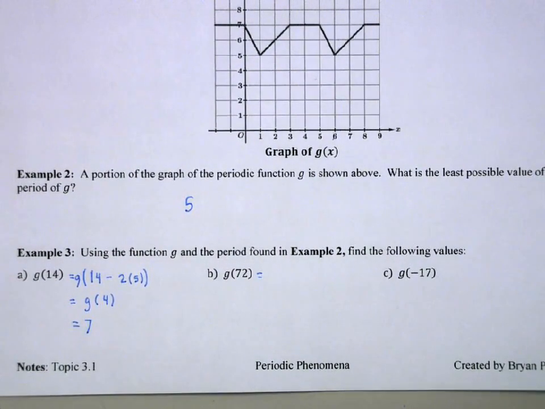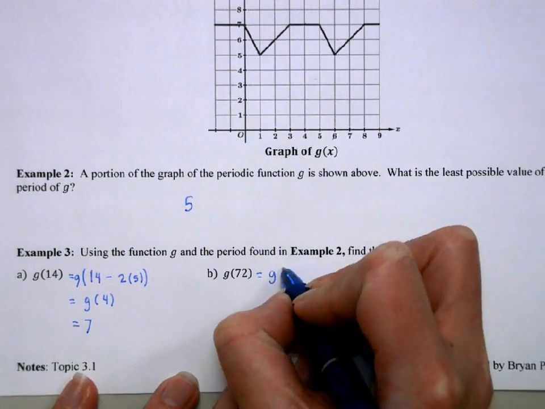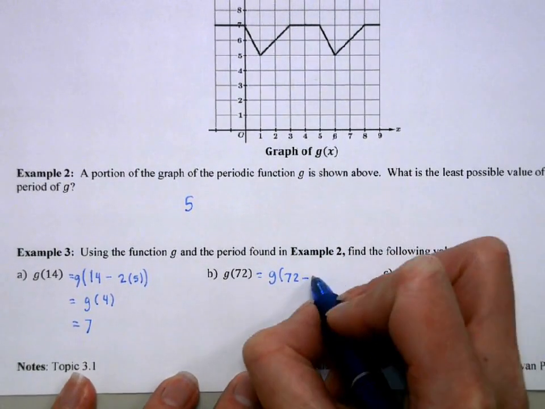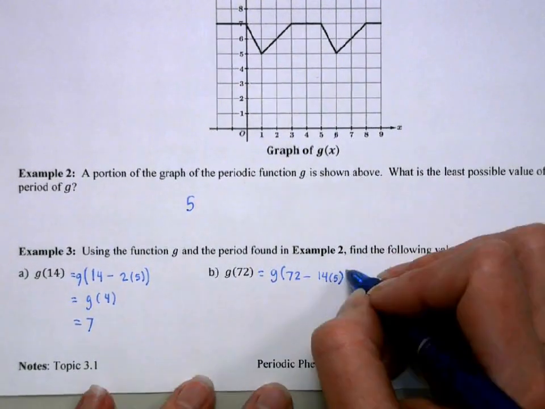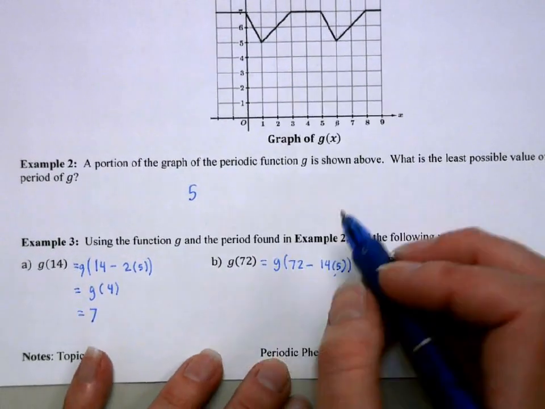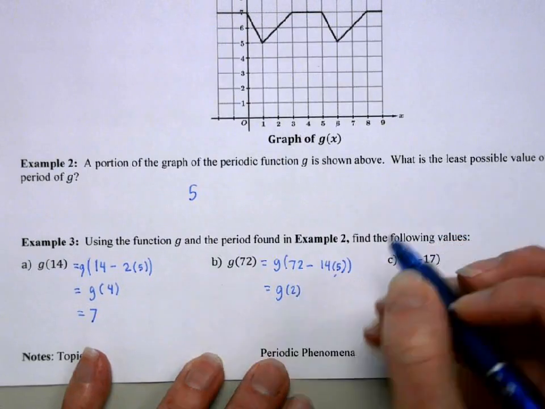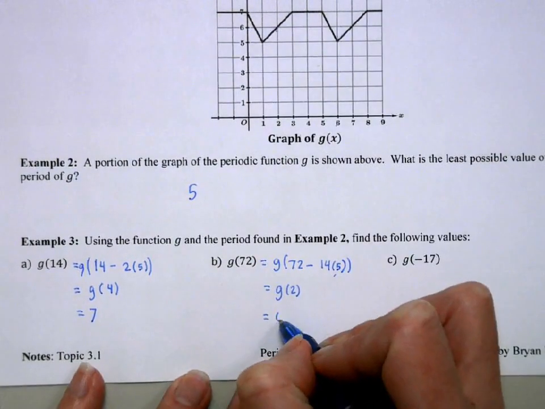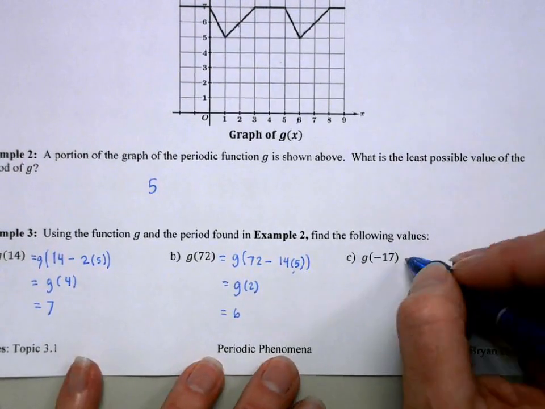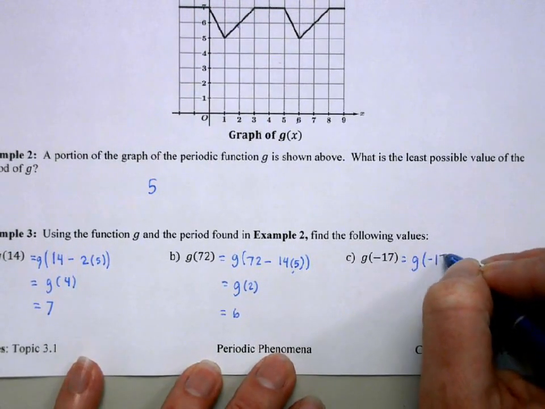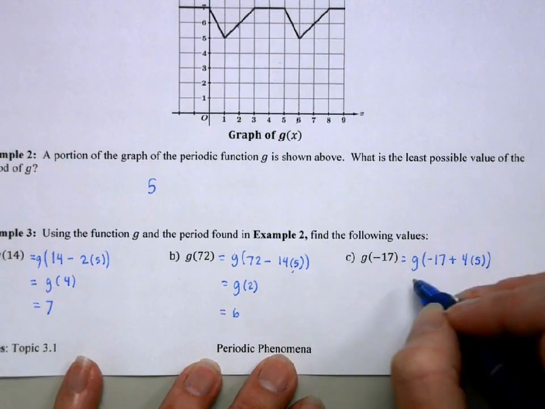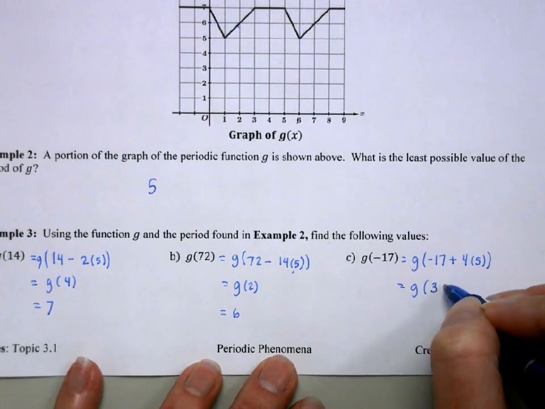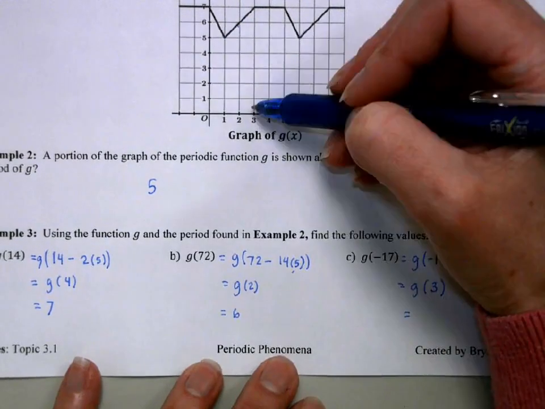With 72, I can subtract 14 periods, because 14 times 5 is 70. So 72 minus 70 gives me g of 2, and then I can go to my graph and evaluate that at 6. For 17, I'm going to add some periods of 5. In this case, I'm going to add 4 of those, because that would give me a positive 3. So g of 3, according to my graph, is 7.